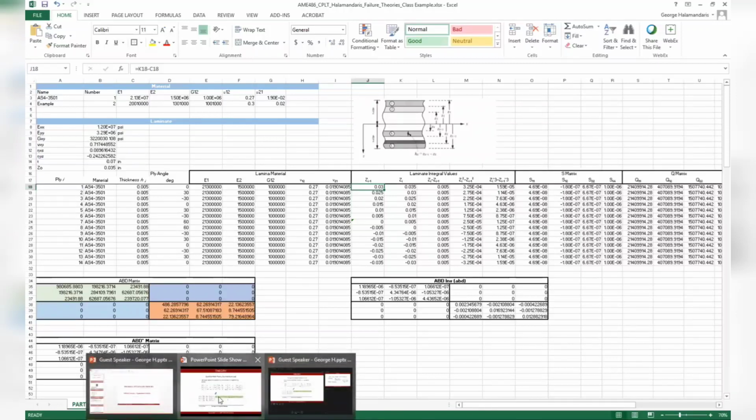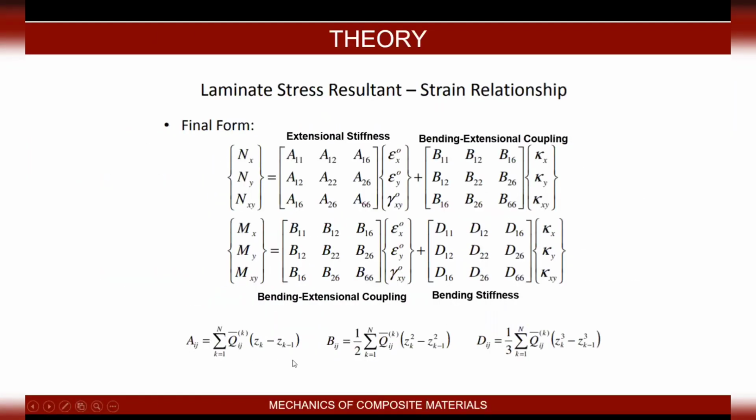Pardon me for skipping around a bit, but again, it's these three relationships right here. So you need zk minus 1 for each lamina, and then you need that relationship squared, or zk squared minus zk minus 1 squared, and then zk cubed minus zk minus 1 cubed to calculate your ABD matrix.